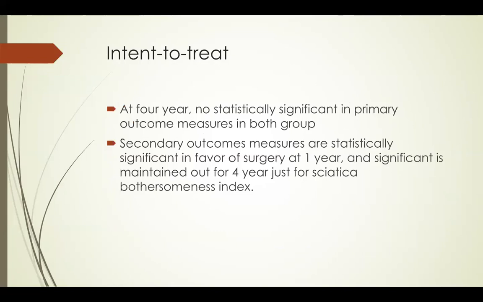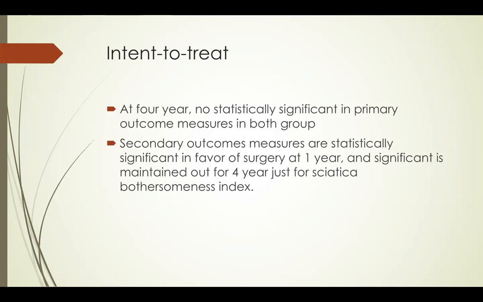So this is how they decided to do it. What they did is they divided it into two types of analysis. One is intent to treat, which means you decided this person has a surgery, even though the patient doesn't have a surgery, they are in the surgical group. You just assume that they had a surgery, and you compare the surgical versus non-surgical.